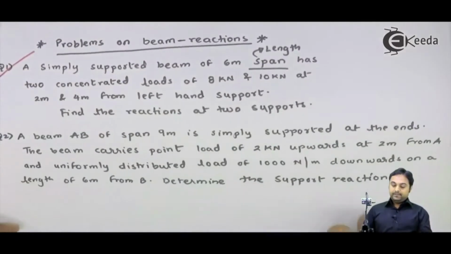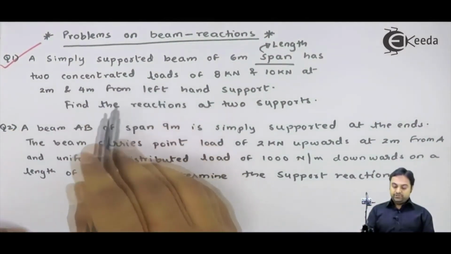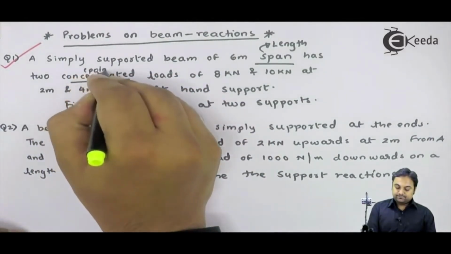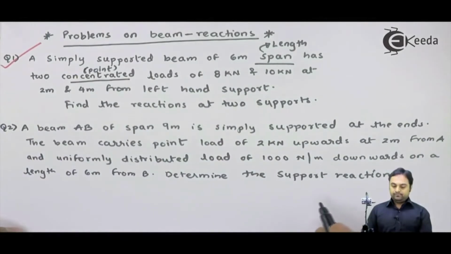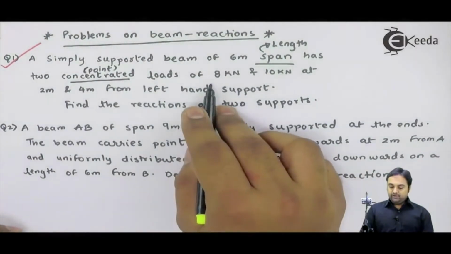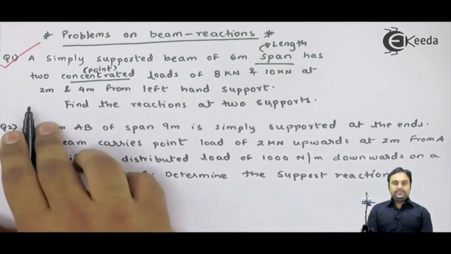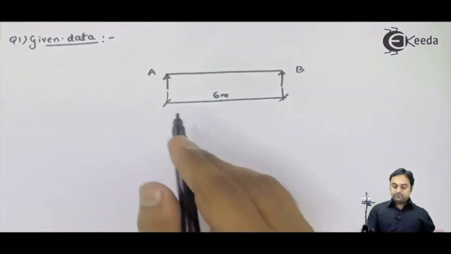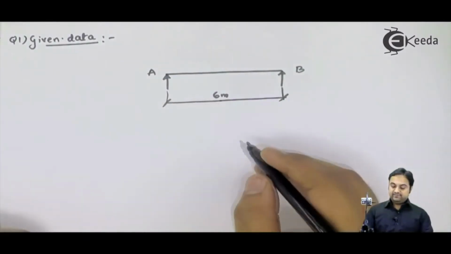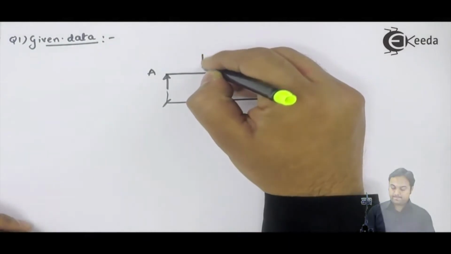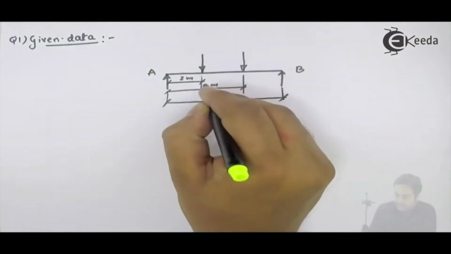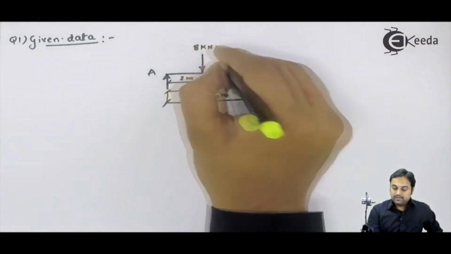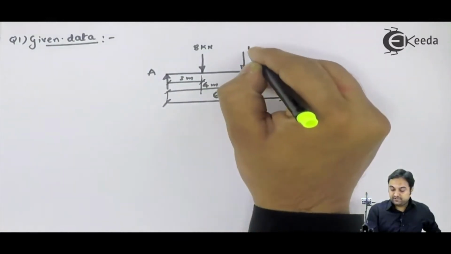Next, it has two concentrated loads. The meaning of concentrated loads is point load of 8 kilonewton and 10 kilonewton at 2 meter and 4 meter from left hand support. Means from the left hand support at 2 meters and 4 meters, if I can draw the diagram, at 2 meters we are having 8 kilonewton load. At 4 meters from left hand support we have 10 kilonewton load.